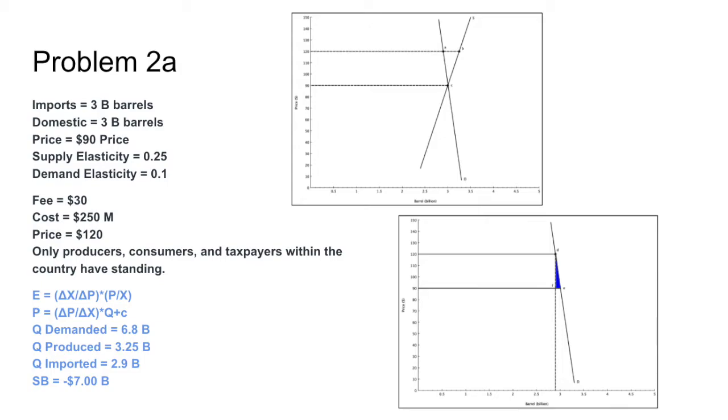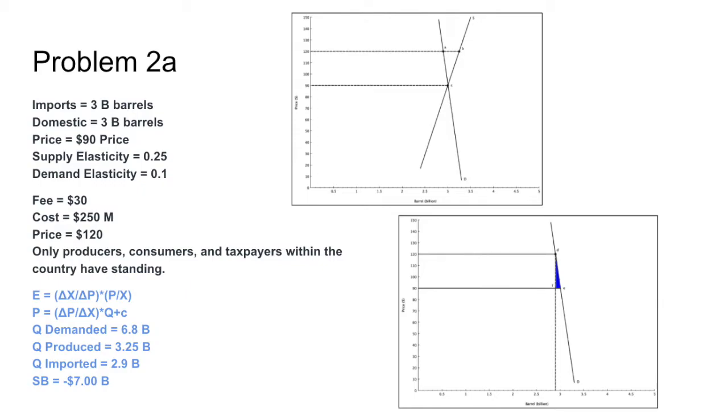domestic oil. The assumption here is that only consumers, producers, and taxpayers have standing, and that the government pays a $250 million administrative cost. The domestic supply curve follows the function P equals 0.0000012 times Q minus 270, and the demand curve follows the function P equals a negative 0.0000003 Q plus 990.